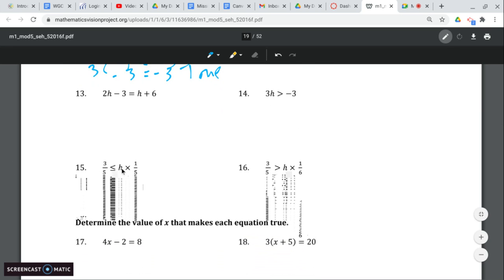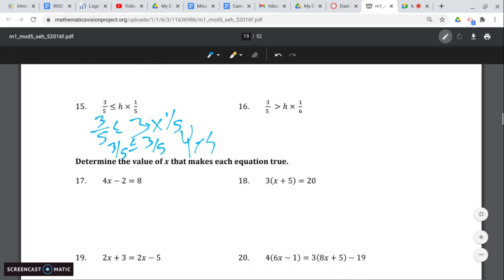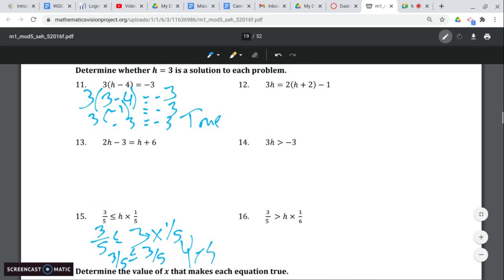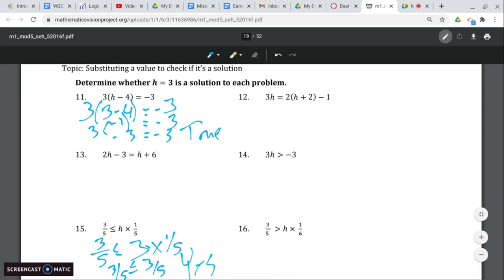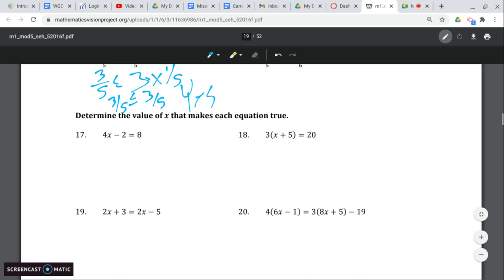The next one I'm going to do is 15. So we have 3/5 is less than or equal to h times 1/5. So 3/5 is less than or equal to 3 times 1/5. We multiply 3 and 1/5, we get 3/5. So is 3/5 less than or equal to 3/5? Yes, it is, because we have that equal to sign. All right, I will tell you in this section, the 11 through 16, there is one that is no. So make sure you solve through and check all of them.